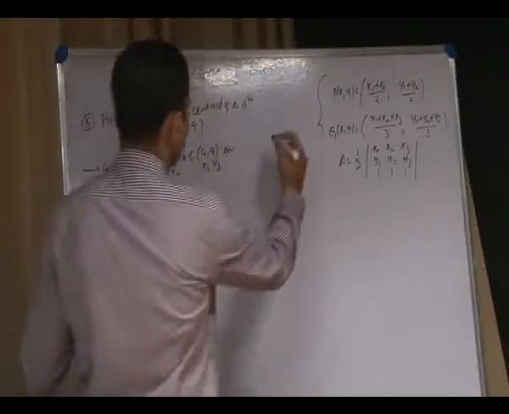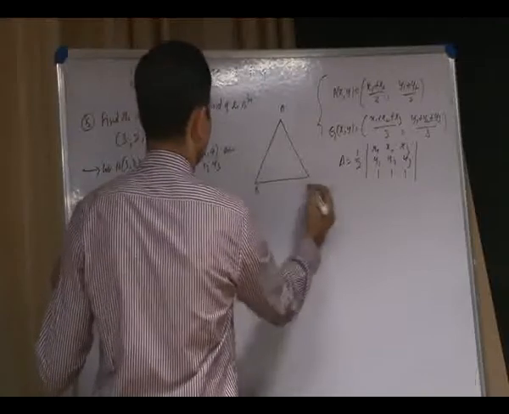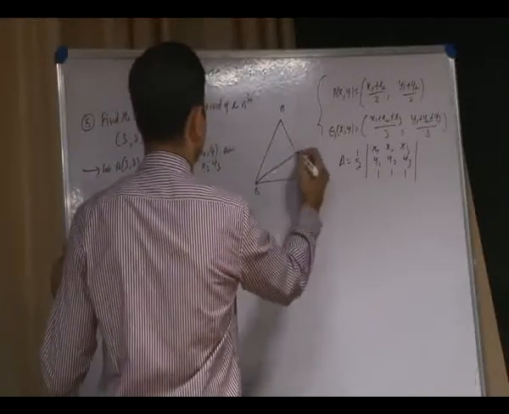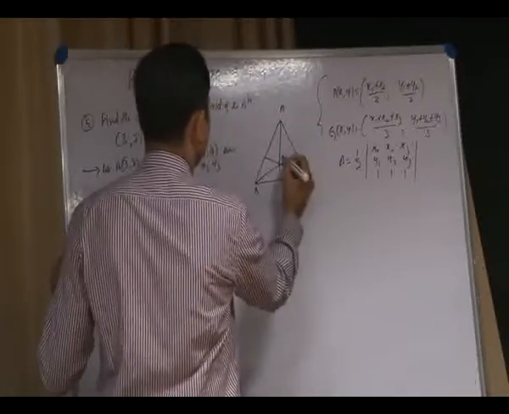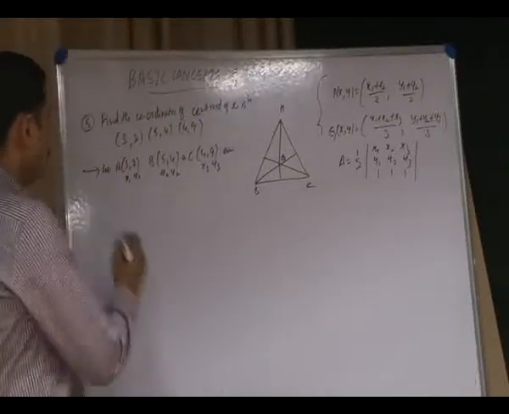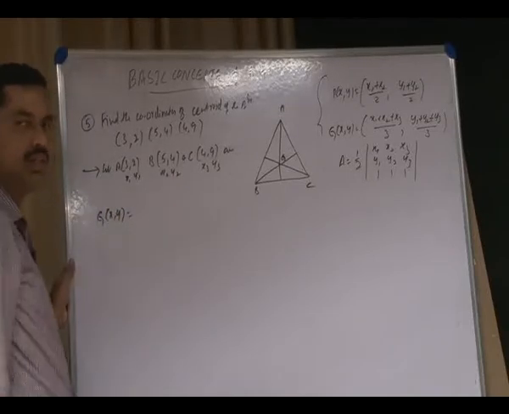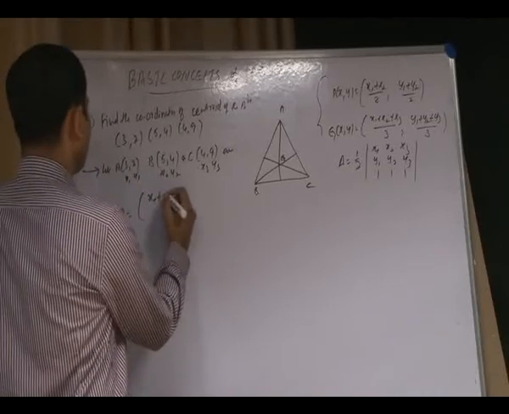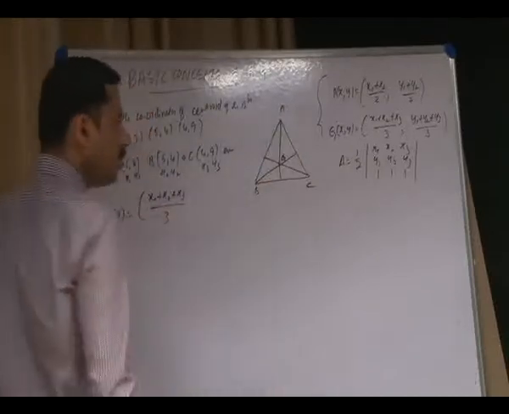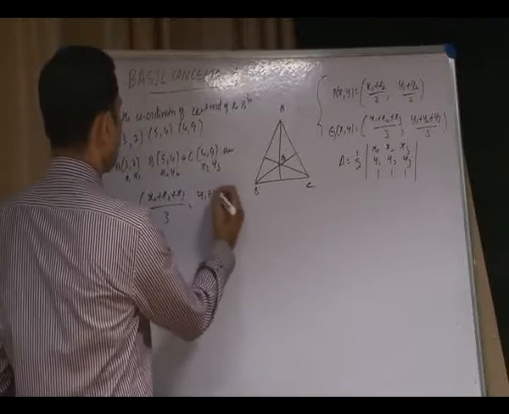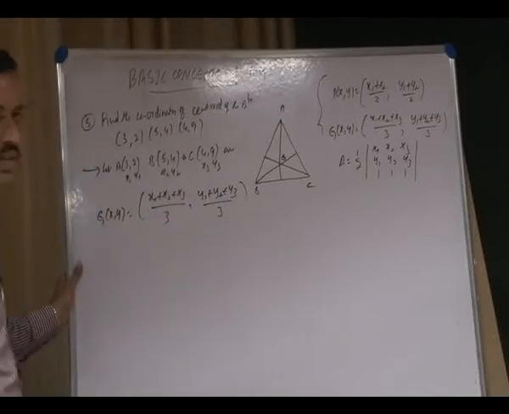So centroid means, suppose we consider this as the triangle ABC, you have to draw medians from these three points. The point of intersection of the medians is called the centroid G here. So the coordinates of the centroid G(x, y) of triangle ABC is given by (x1 plus x2 plus x3) divided by 3, that is the average of the x coordinates of all the three vertices, comma (y1 plus y2 plus y3) divided by 3, that is the average or mean value of the y coordinates, which gives the y coordinate of the centroid.